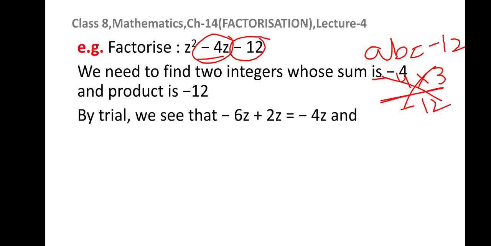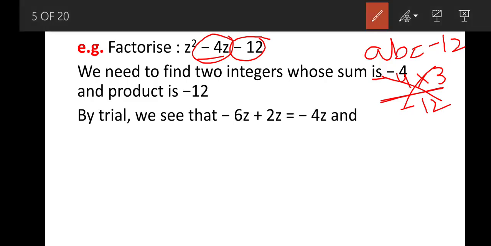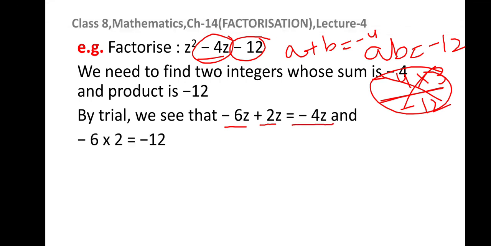Then by trial, as I told you, we have tried it with the numbers minus 4 and 3, but that is not satisfying the condition that a plus b should be minus 4. This condition was not satisfied in this case. So we have tried the two numbers as a equal to minus 6 and b equal to 2. After solving, you will be getting minus 4z, and after multiplication of these two numbers, you will be getting minus 12. So, the required values of a and b are minus 6 and 2 respectively.